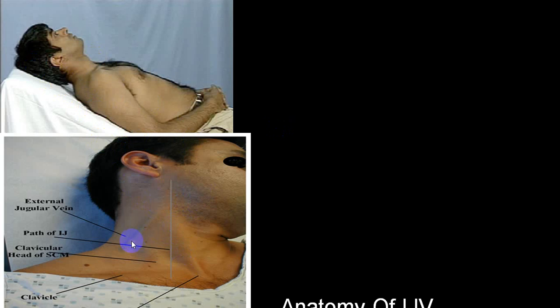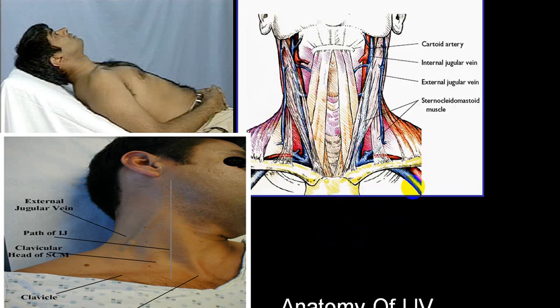Sternomastoid becomes prominent. You can see this is an external jugular vein, and this will be the portion where you will be able to see the internal jugular vein pulsation. So you try to identify the pulsation just medial to sternomastoid, and then you will have to calculate the height. That I will explain to you later on.